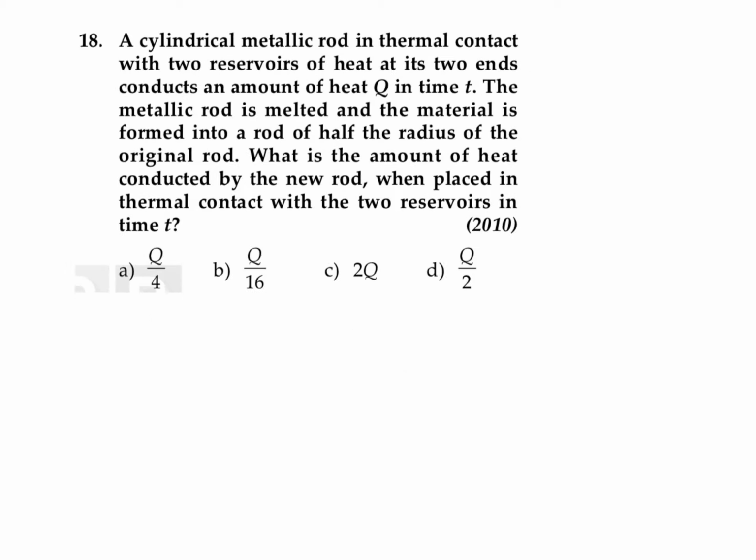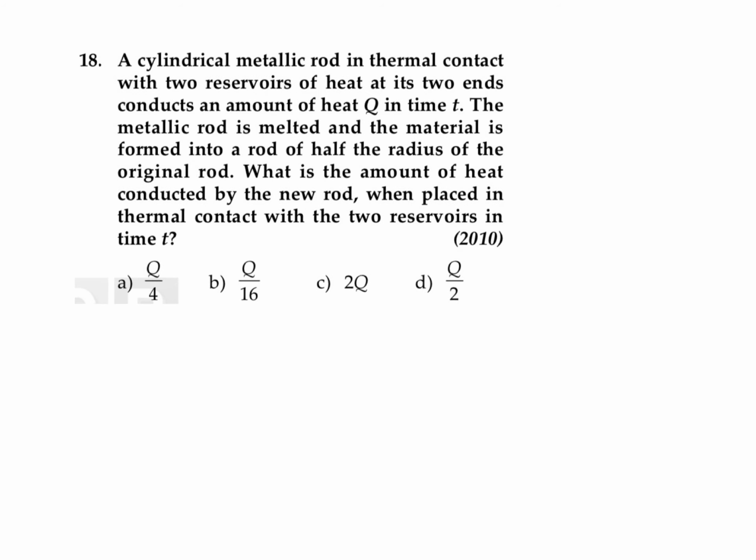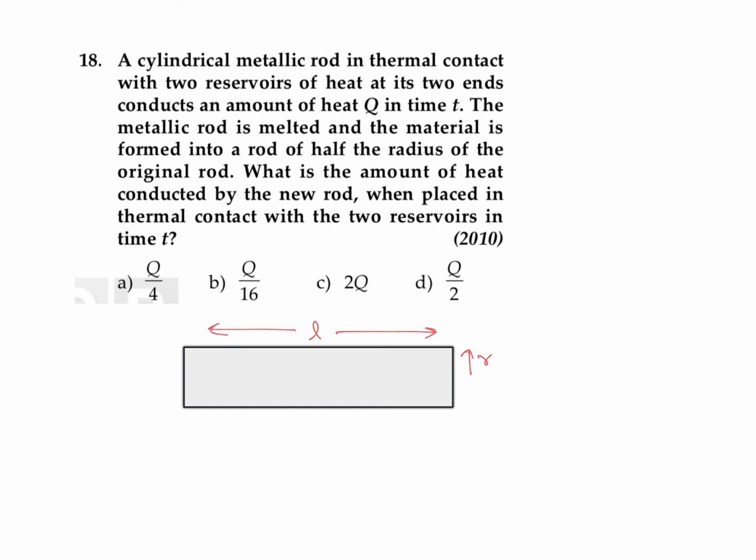So basically, in this question, they're trying to say that a cylindrical rod is in contact with two reservoirs. Over here we are considering a rod, and take its radius as r and its length as l. Now the two ends conduct an amount of energy Q in time t.